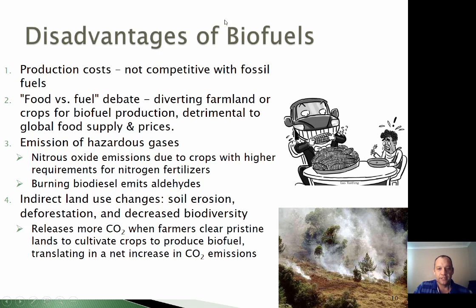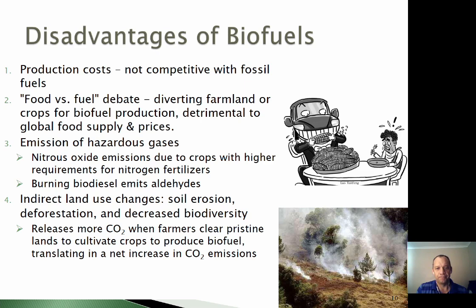There's what we call indirect land use changes. This is if you are using a field that was used to produce one type of crop, and that type of crop now has to be grown elsewhere. Pristine land is cleared. That's an indirect land change impact of your production of biofuels. So using pristine land leads to soil erosion, leads to deforestation, leads to decreased biodiversity, such as the well-publicized problems with producing palm oil that is also used as a biofuels feedstock in places like Indonesia and Malaysia.